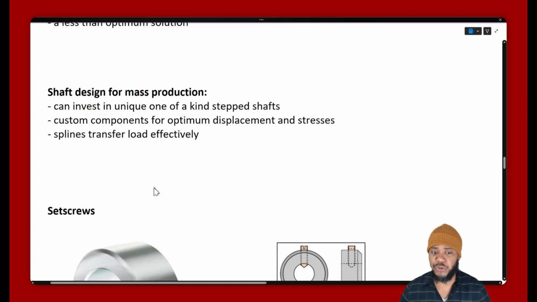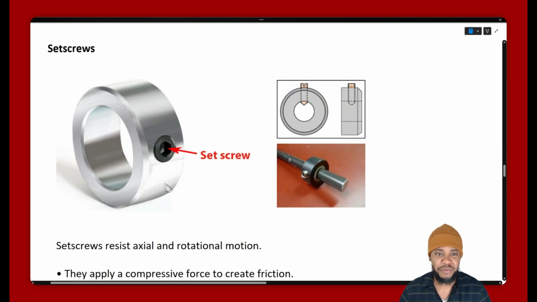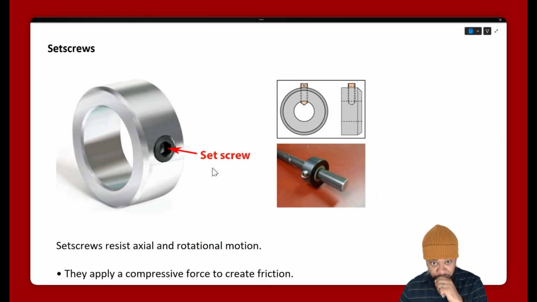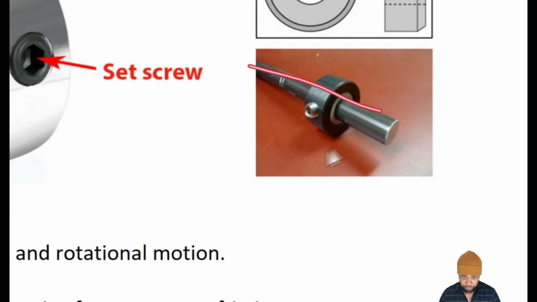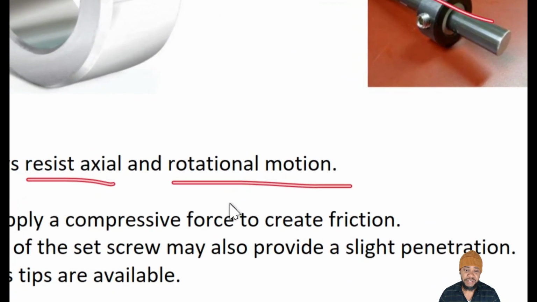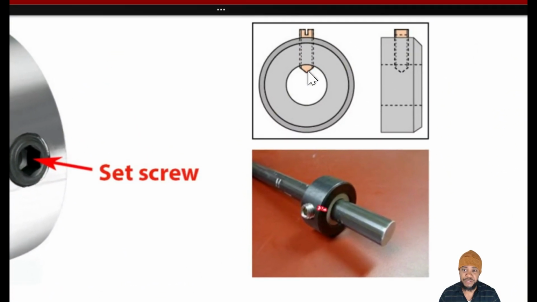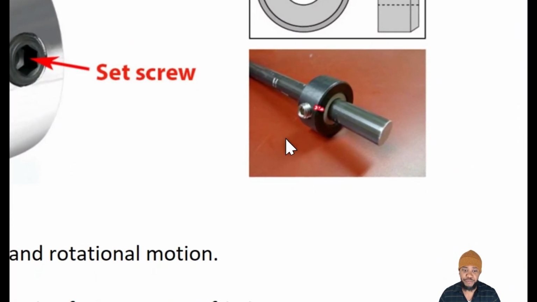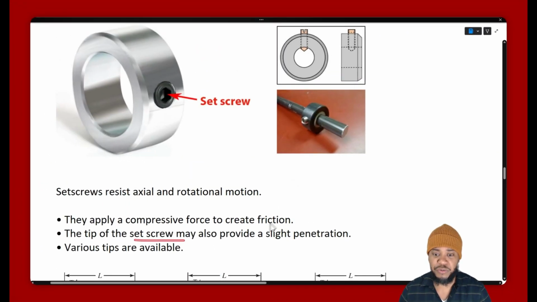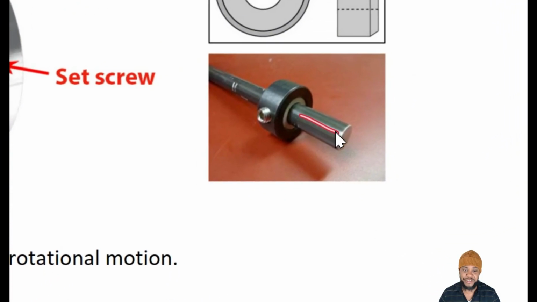So now let's get into a couple of the components that we see in shafts, common types of components. Set screws. Set screws are fairly common. Set screws on a shaft are used to resist axial and rotational motion. They apply a compressive force to the surface of the shaft to create friction. The tip of the set screw may also slightly penetrate, so actually dig in to the shaft.